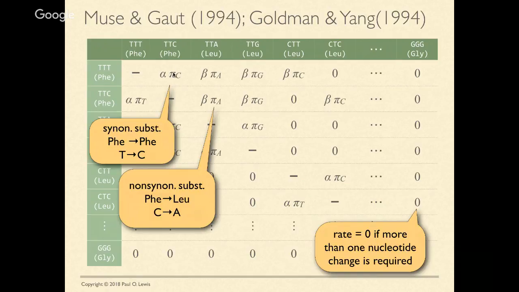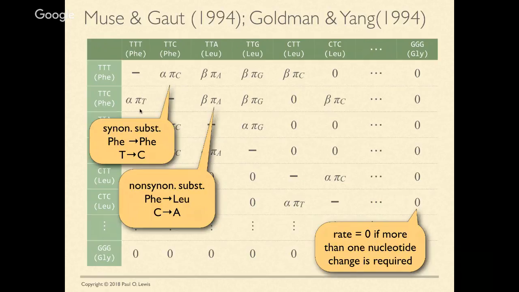But if we take a look at some examples of the rates in this rate matrix, here is a synonymous substitution: a phenylalanine that changes to a phenylalanine. So it's a synonymous substitution, and we put in the synonymous rate alpha in this case. And then there's one base that's changed from a T in the 3rd position to a C. So we put in pi C here as well. So the rate of this particular kind of substitution is alpha times pi C.